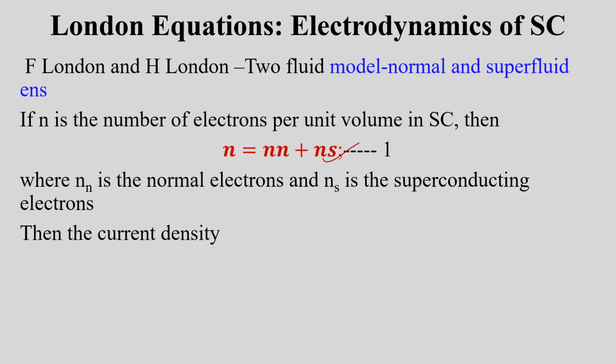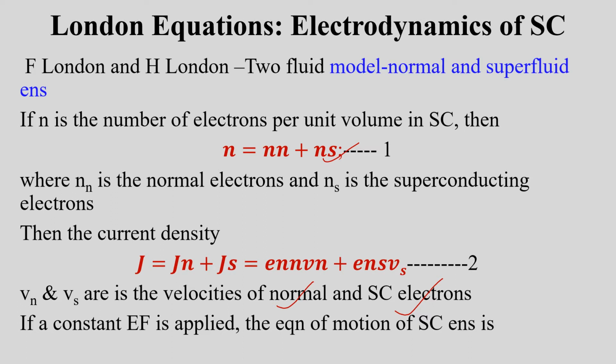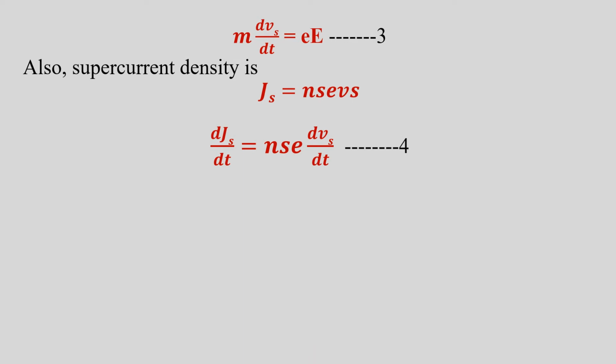If J is the current density, then J equals Jn plus Js, equal to e Nn Vn plus e Ns Vs, where Vn represents the velocity of normal electrons and Vs represents the velocity of superconducting electrons. If a constant electric field is applied, the equation of motion of a superconducting electron can be written as m dvs/dt equals eE, where eE represents the force experienced by a charged particle.